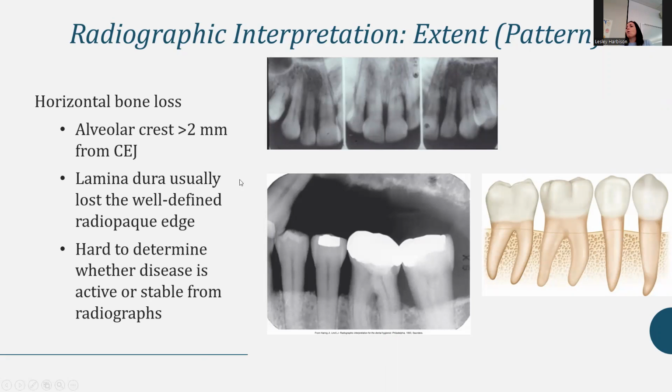So here's some more examples of horizontal bone loss. This is just saying that the alveolar crest should be no more than 2 millimeters below the CEJ. That's for a healthy mouth. Lamina dura well defined. Hard to determine whether disease is active or stable. But this is highlighting the horizontal bone loss. It's pretty horizontal all the way through. This is pretty hard to see, but generally speaking, all the way through, it's pretty horizontal. Here's just a mock-up of it, just kind of goes pretty flat.